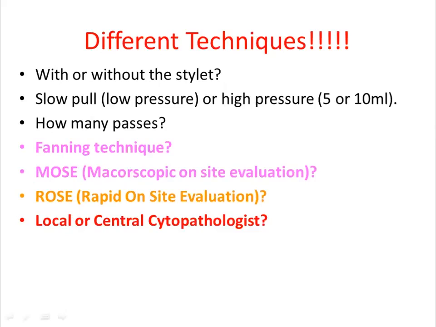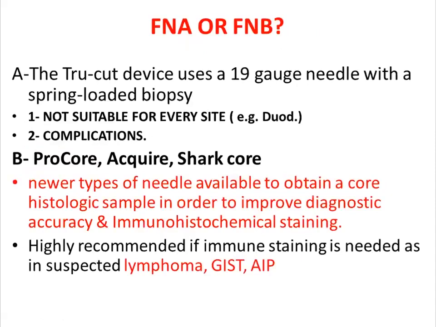Now come to the last slide, or last two slides of my lecture, and the famous question and everyday debate whether to use FNA or FNB. Many years ago, there was a needle which is called the true cut needle. It is a 19-gauge needle with a spring-loaded biopsy. But it is not suitable for every site, especially the duodenum, because it is a 19G needle.